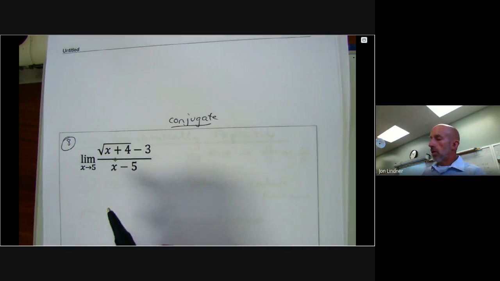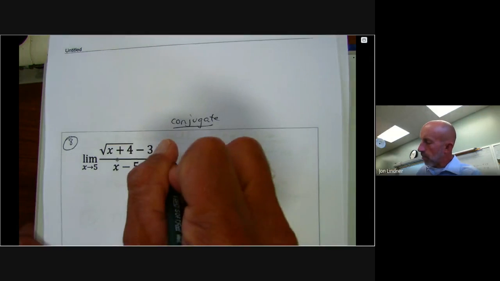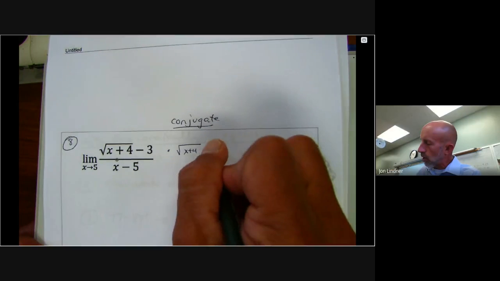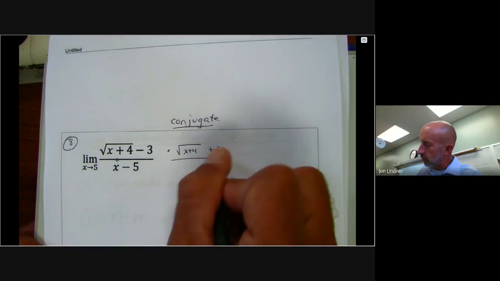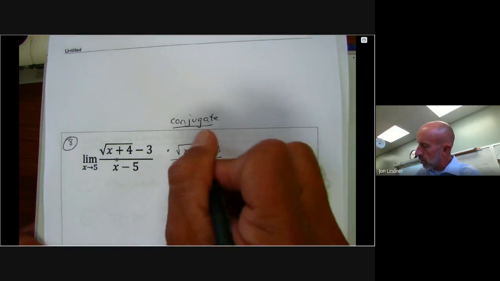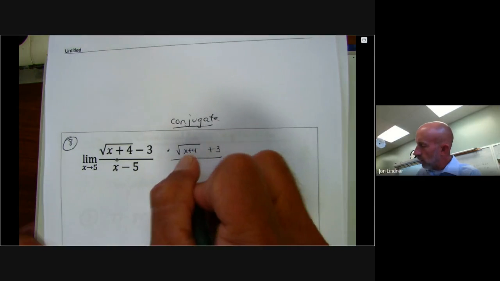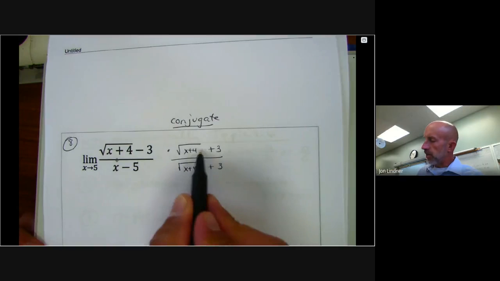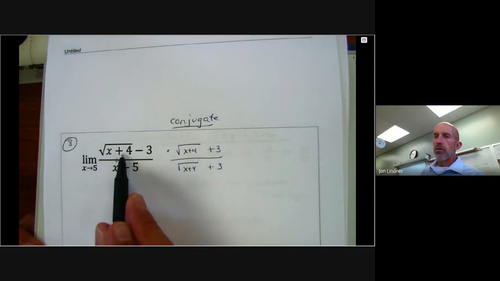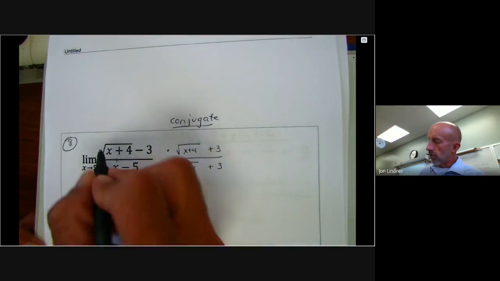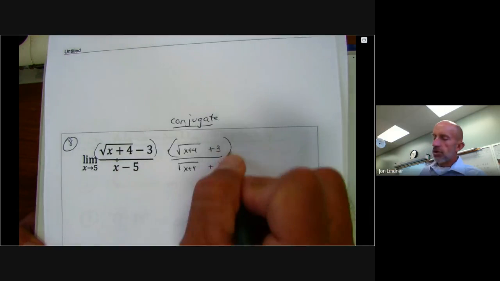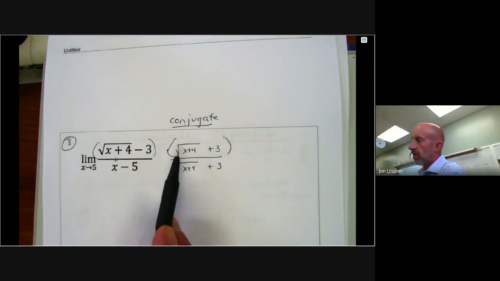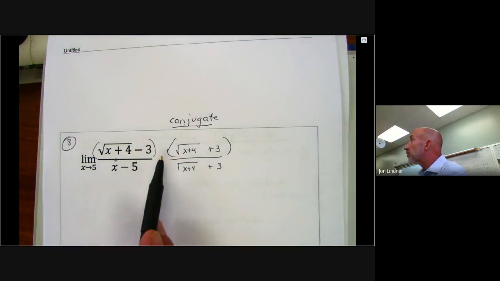So what I do is I multiply the top and bottom by the square root of x plus 4 plus 3. The square root of x plus 4 plus 3. This is called the conjugate of the square root of x plus 4 minus 3. And the reason it's called the conjugate is because when I multiply this top, I actually have a difference of 2 squares.